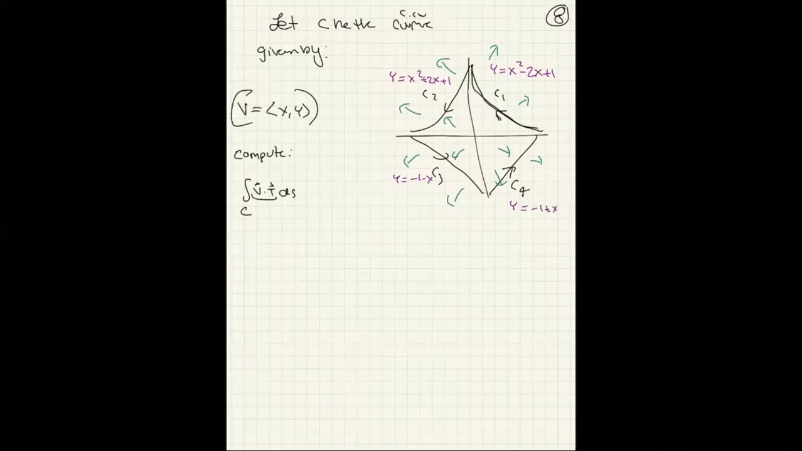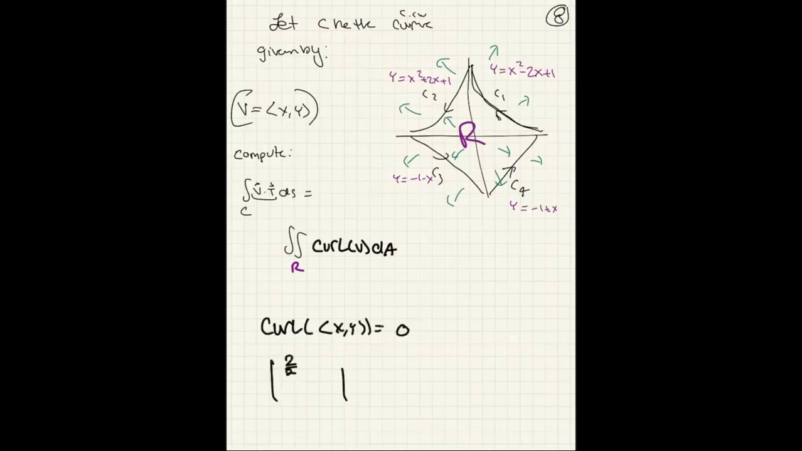Or you can use Stokes' theorem and say that this is a double integral over, I'm just going to call this inside region R, of the curl of V dA. But let's check out something really cool. The curl of the radial vector field we computed to be 0. This is because you're doing x, y; when you hit this, you get a 0 derivative, and this gives you a 0 derivative. And so you're doing a double integral of 0, and that whole thing is just 0.